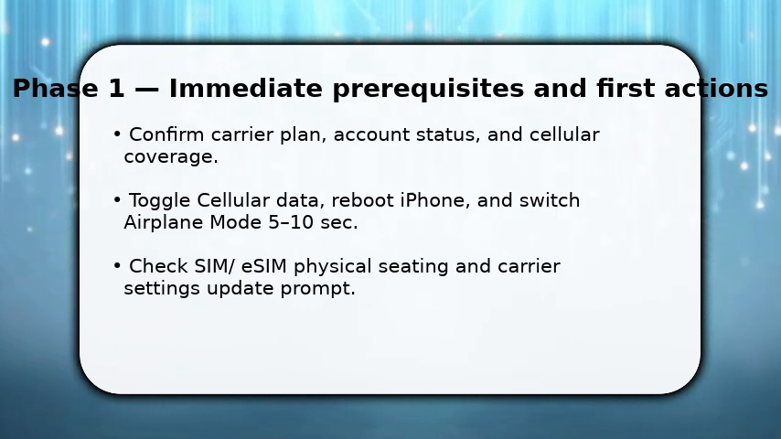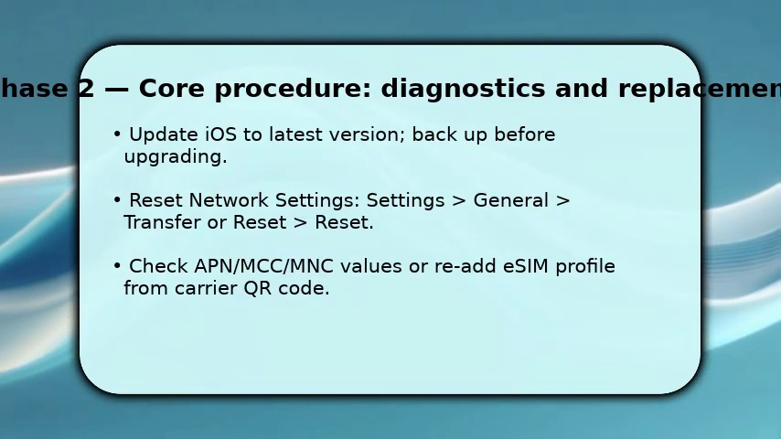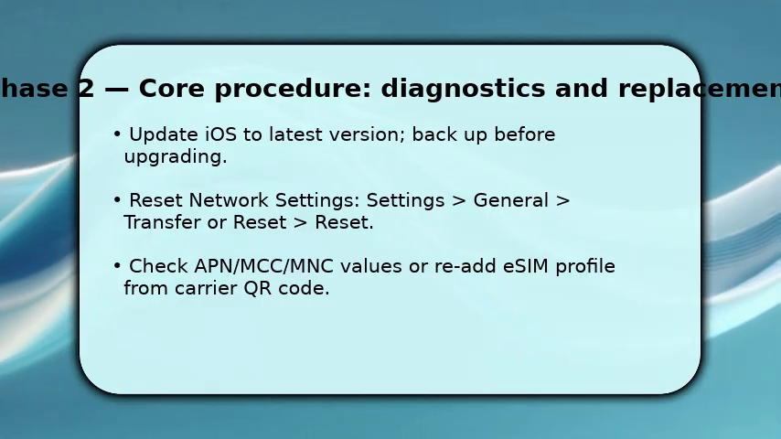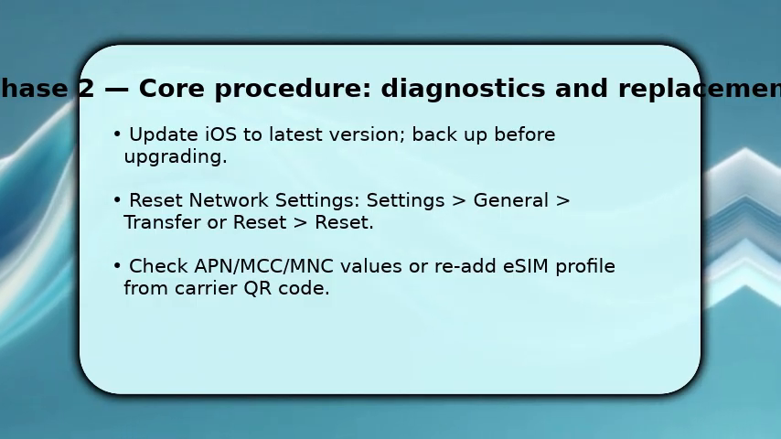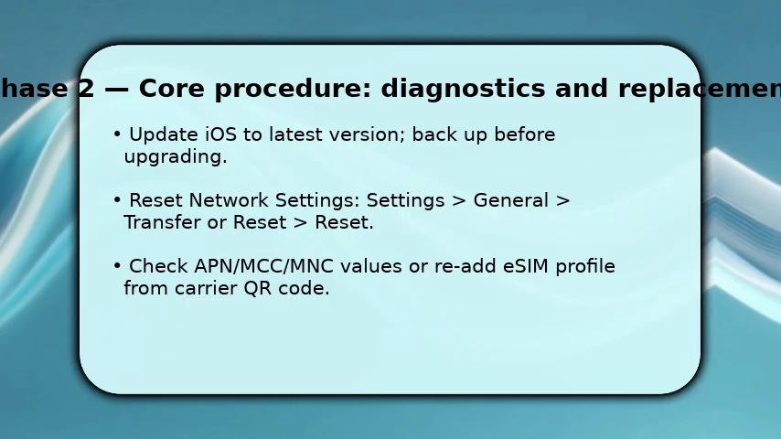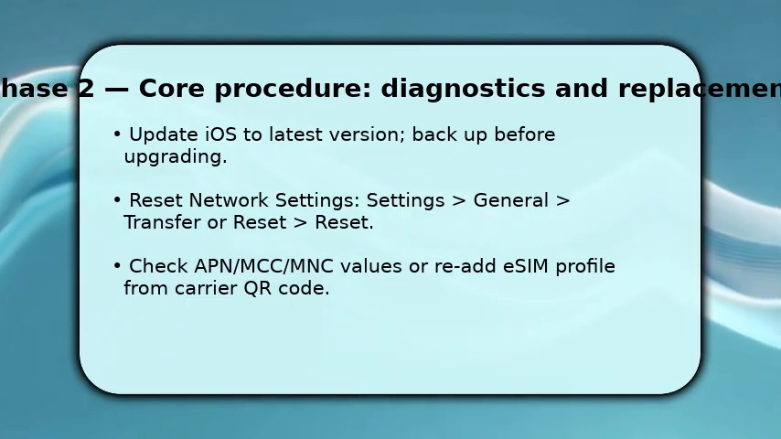Once done with the quick rescans, make sure your iPhone runs the latest iOS. Updates often include modem and carrier fixes, so back up first and install. If problems persist, perform reset network settings. This clears Wi-Fi, Bluetooth, and cellular caches and often restores correct APN behavior.